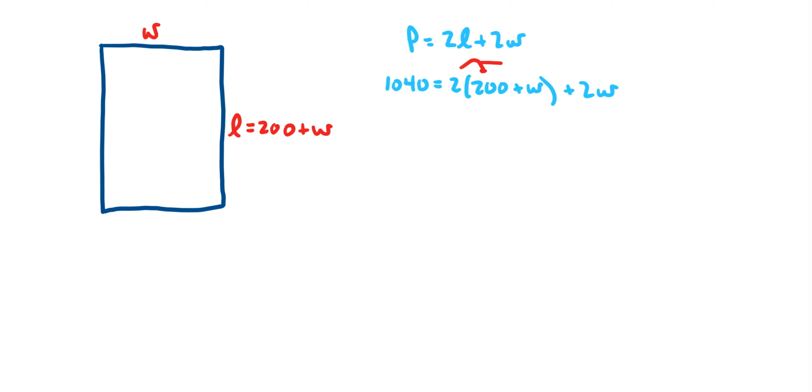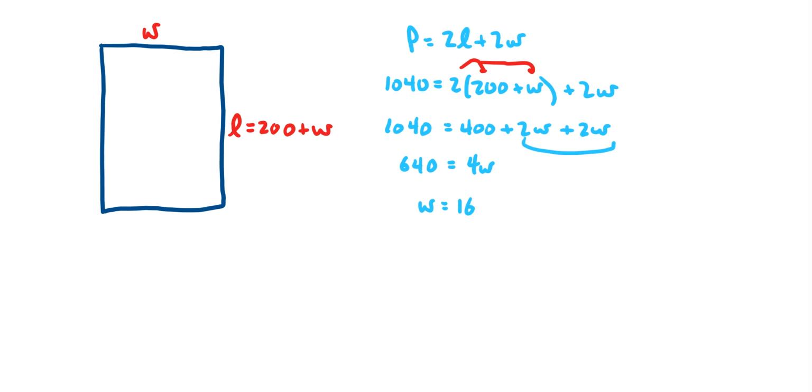We can solve this for W by first distributing that 2 on the right-hand side. So we end up getting 400 plus 2W when we distribute. And then with a linear equation, we want to get all of the variables on one side, everything else on the other side. So we can subtract 400 on both sides. 1,040 minus 400 is 640. And then we can just combine like terms. 2W plus 2W is 4W. And to finish solving this for W, all we have to do is divide both sides by 4.